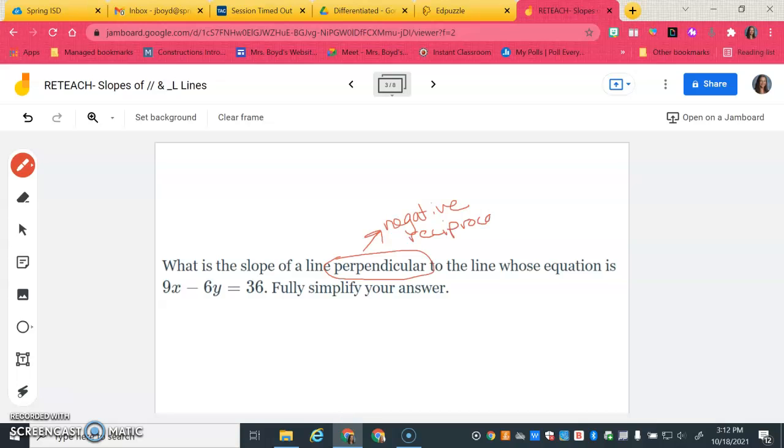Now this equation is 9x minus 6y equals 36. This is in standard form, ax plus by equal to c. That's the standard form of the equation. I do not have the slope in standard form. In order to see the slope, I need to change it into y equals mx plus b form. This is the slope-intercept form.